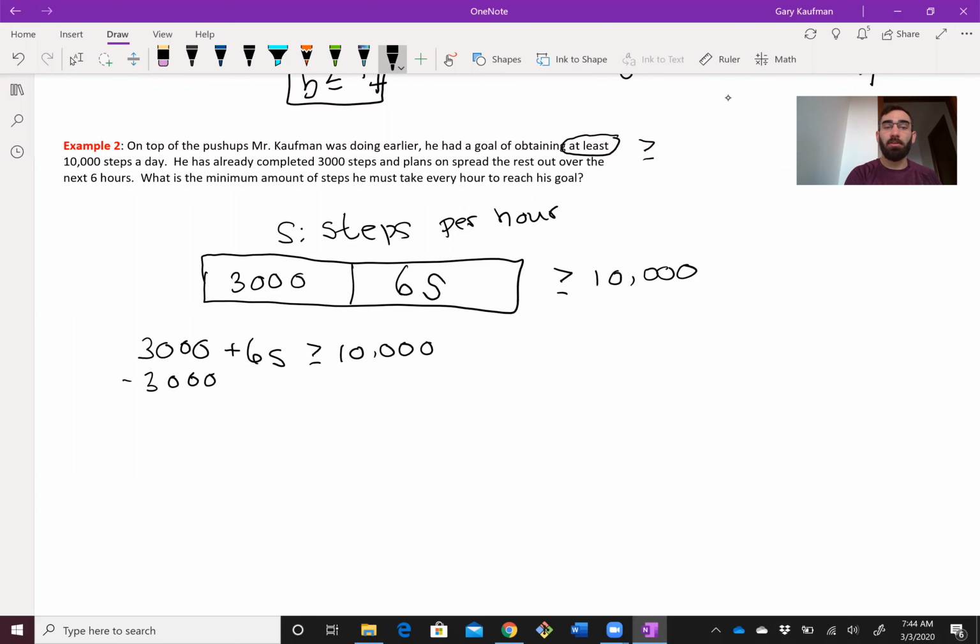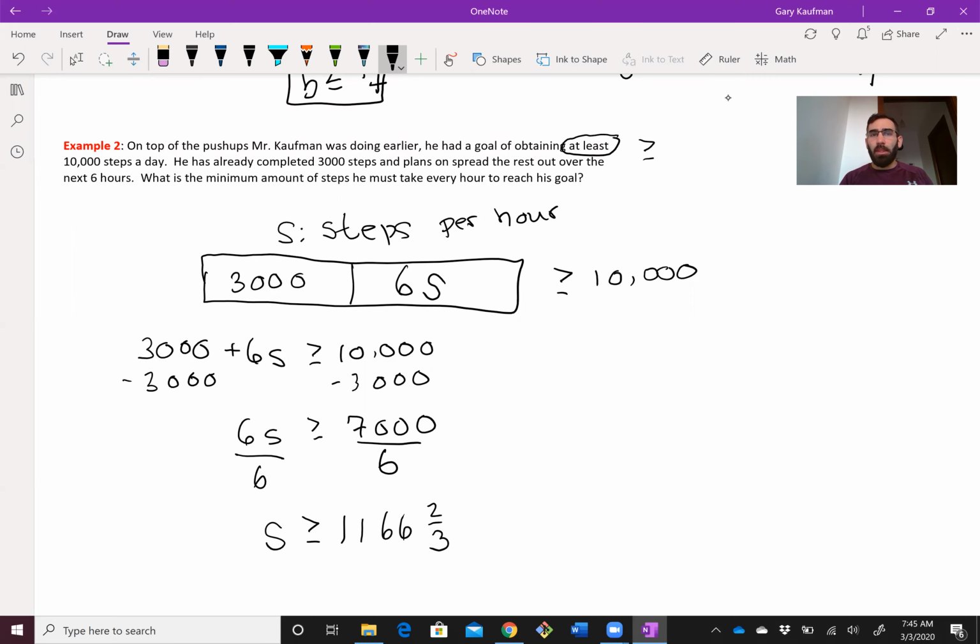Subtract 3,000 from both sides. Get 6S is greater than or equal to 7,000. And then I'm going to divide both sides by 6. And this is where, you know what? I cannot do that in my head. So I'm getting my calculator out. And I get that S is greater than or equal to 1,166 2/3.